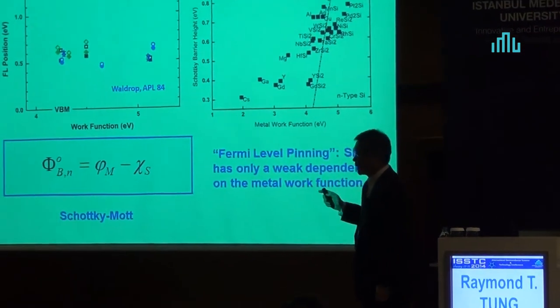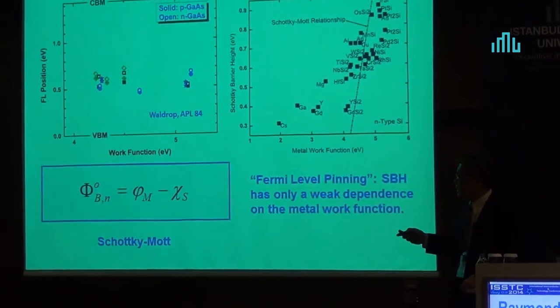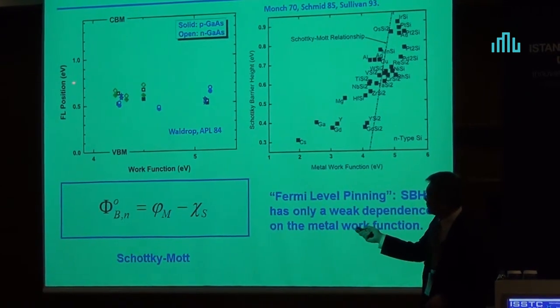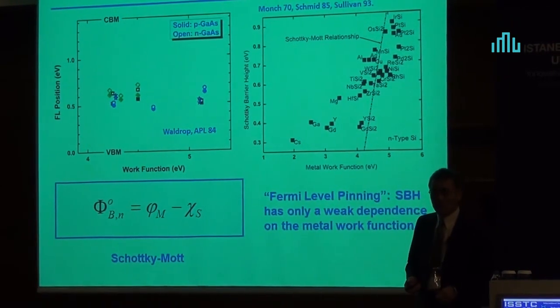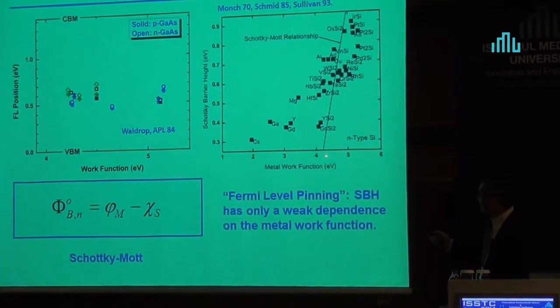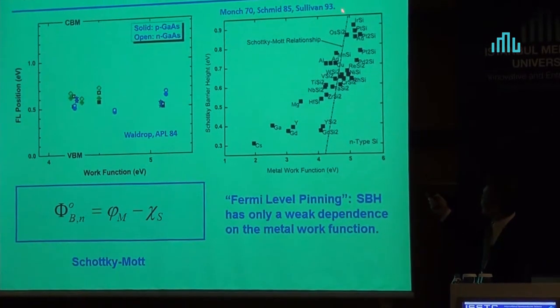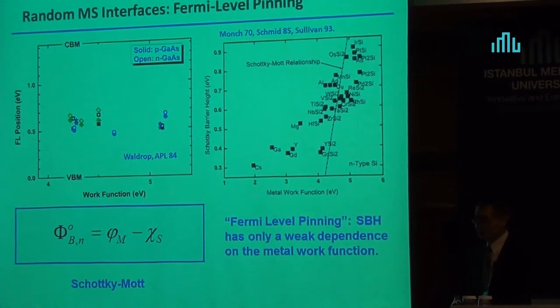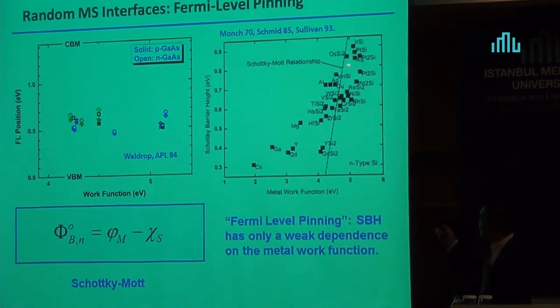For instance, these are experimental Schottky barrier height measurements done a long time ago on gallium arsenide, where the Schottky barrier height is shown not to have a strong dependence on the metal work function. And for silicon, what the Schottky-Mott relationship would predict is a very steep line that depends on the metal work function. What's actually observed experimentally is a much weakened dependence on the metal work function. Now, this very weak dependence of the Schottky barrier height on the metal work function is known as Fermi level pinning.